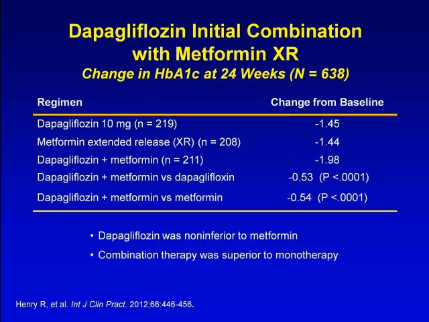The next slide looks at dapagliflozin as initial combination therapy for people who have not been on treatment and added on to metformin slow release. Dapagliflozin 10 milligrams alone led to a reduction from baseline of 1.45%. Remember, these are treatment-naive patients. They've never had treatment, and they tend to have a very good response, and they got a similarly good response with metformin, a reduction of 1.4, and the combination led to a reduction of 1.98%.